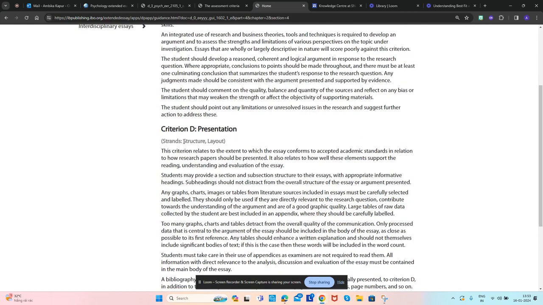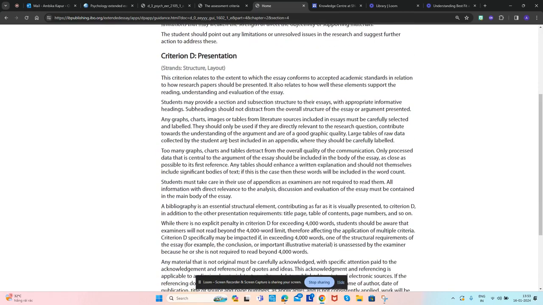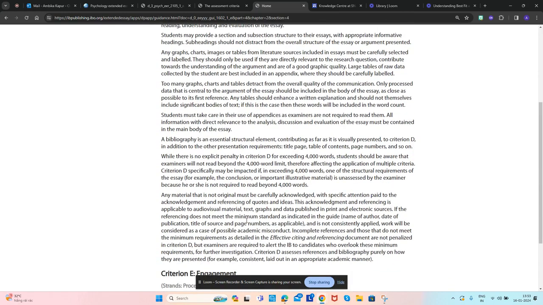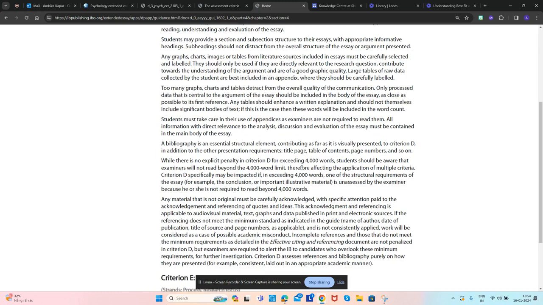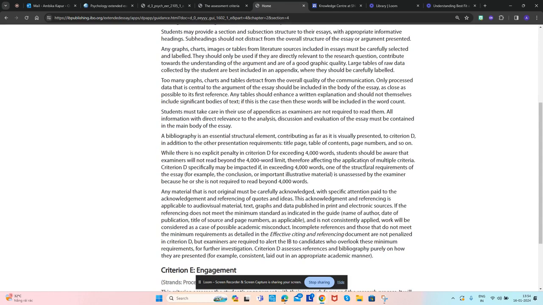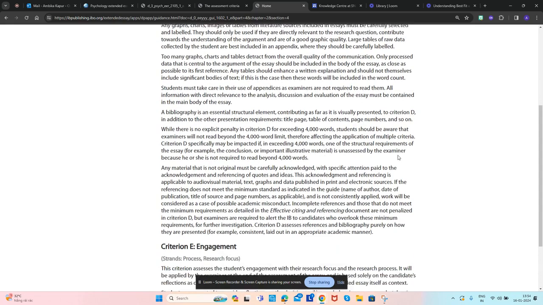In presentation, we will be looking into the structure and layout of the essay, and how the student uses the bibliography, which is an essential structural element contributing, as far as it is visibly presented, to criteria D, while making students understand that there is no explicit penalty in criteria D for exceeding 4,000 words. Students should be aware that the examiner will not read beyond the 4,000 words, so it will affect the application of multiple criteria.